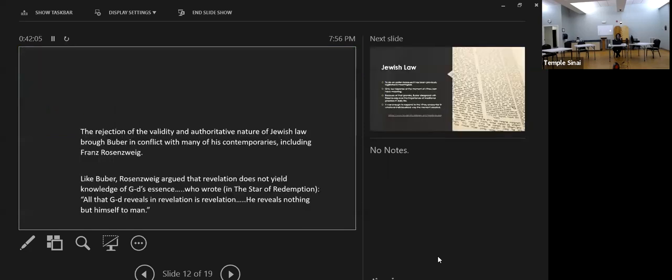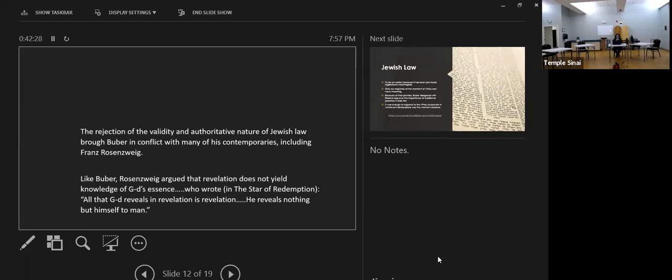So let me show you this next slide, because they hang together. He rejected the validity and authoritative nature of Jewish law. But you can see why he was not necessarily loved by all of his companions. He wrote and studied with Franz Rosenzweig. Some of us have studied his works before.